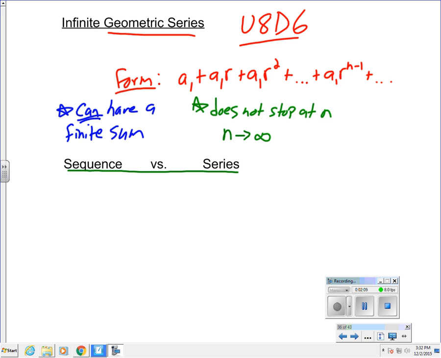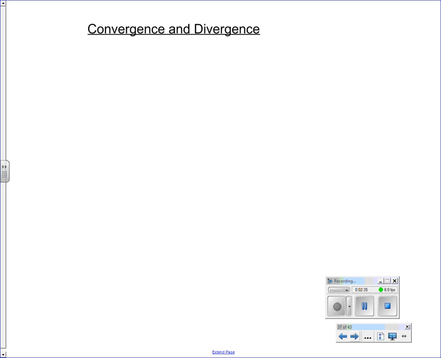When we refer to a sequence, we're referring to just the terms themselves in the sequence. When we refer to a series, we're referring to the sum of the terms. So we're talking about adding up infinitely many terms in a sequence, and seeing whether or not they will come to a finite sum, or the series will come to a finite sum. We have to see whether or not the series converges or diverges, whether it comes together and has a finite sum, or if it just keeps getting bigger and bigger, or smaller and smaller.